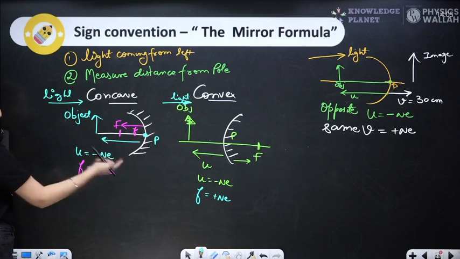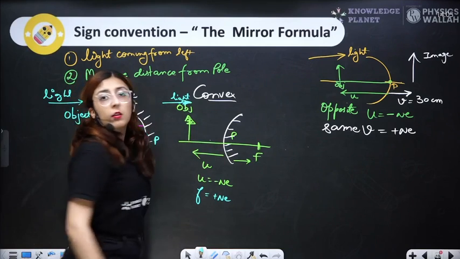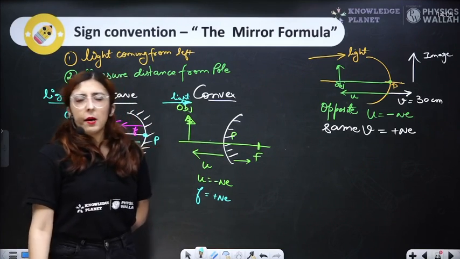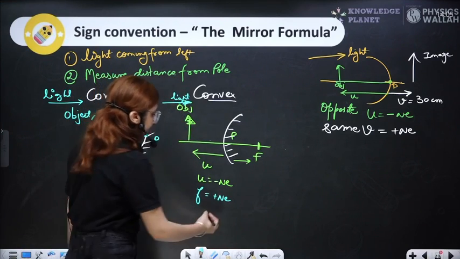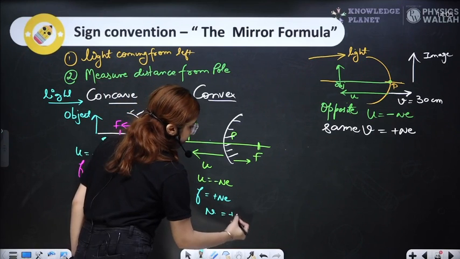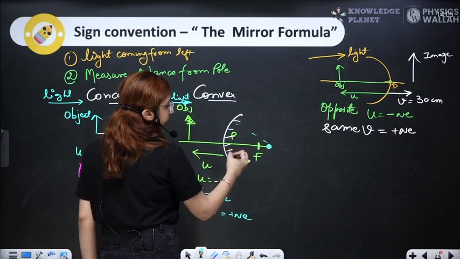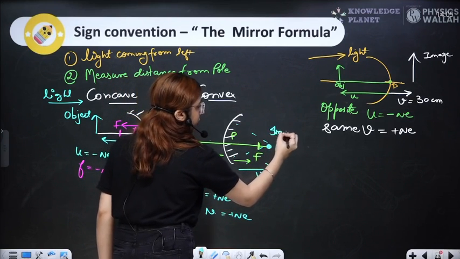See, opposite direction, same direction. Opposite, opposite, opposite, same. Okay, here in convex mirror you can say that ma'am, convex mirror always forms virtual image. So yes, for convex mirror you can say V will always be positive. Always. Every time inside the mirror only you are getting the image, you know. Yeah. So image.